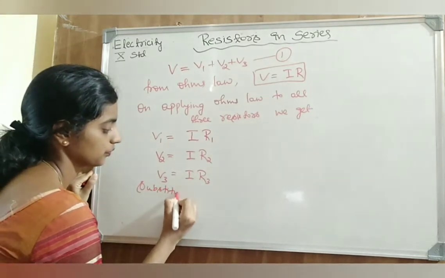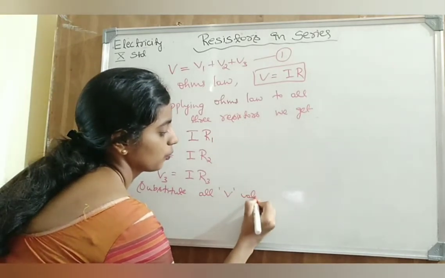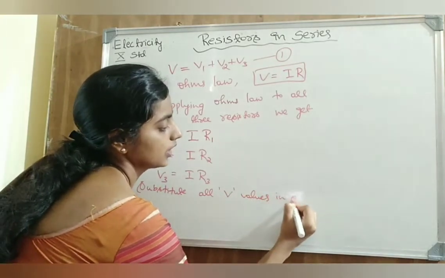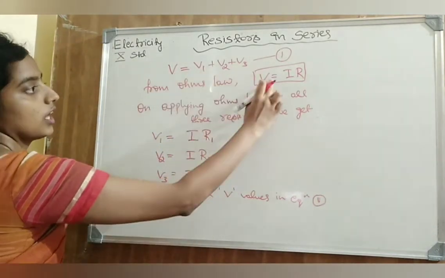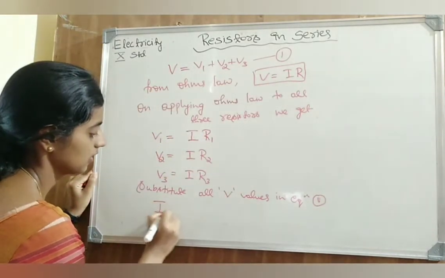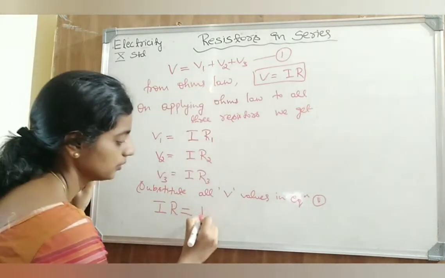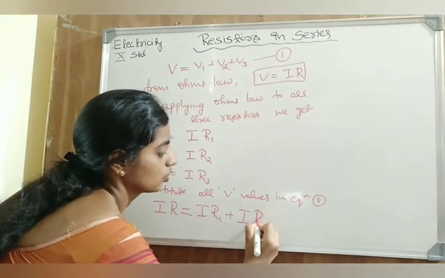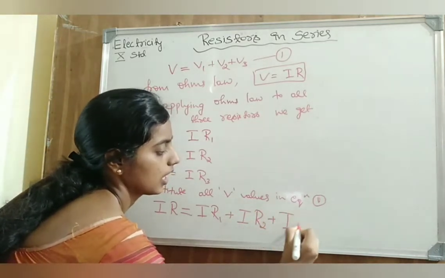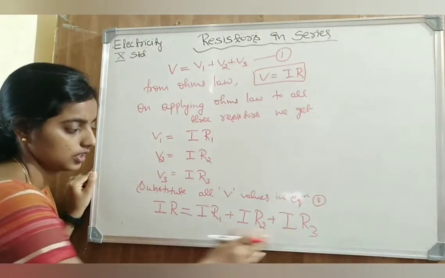Substitute all V values in equation 1. V is what? IR. IR equals V1, that is IR1, plus IR2 plus IR3. Now observe this equation.